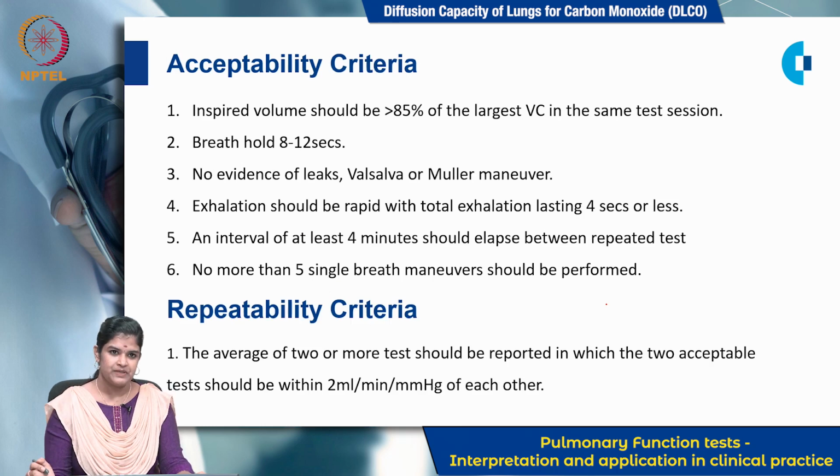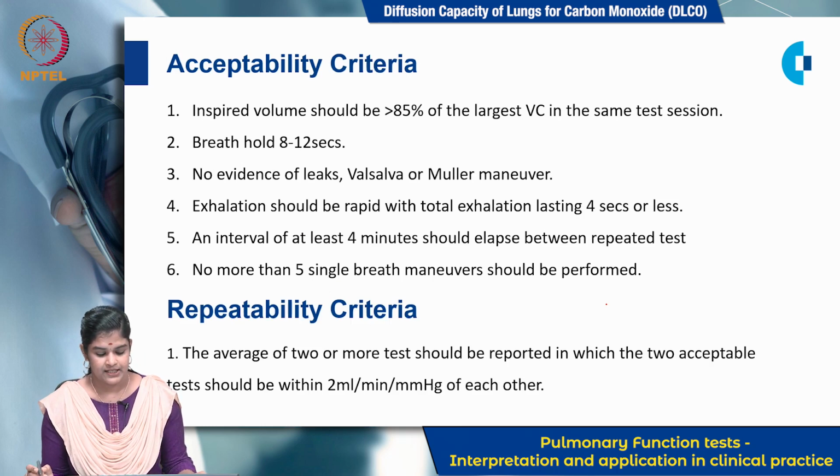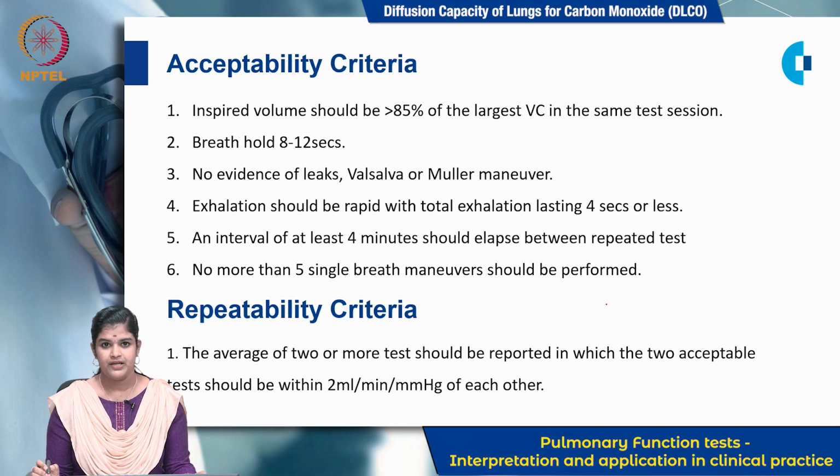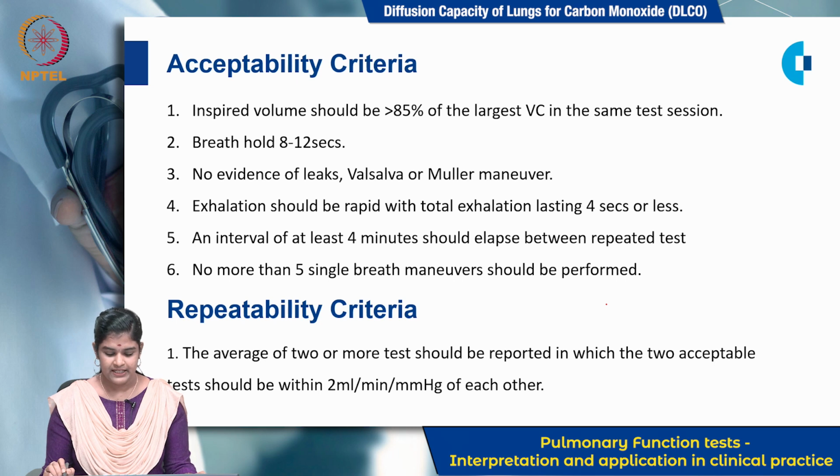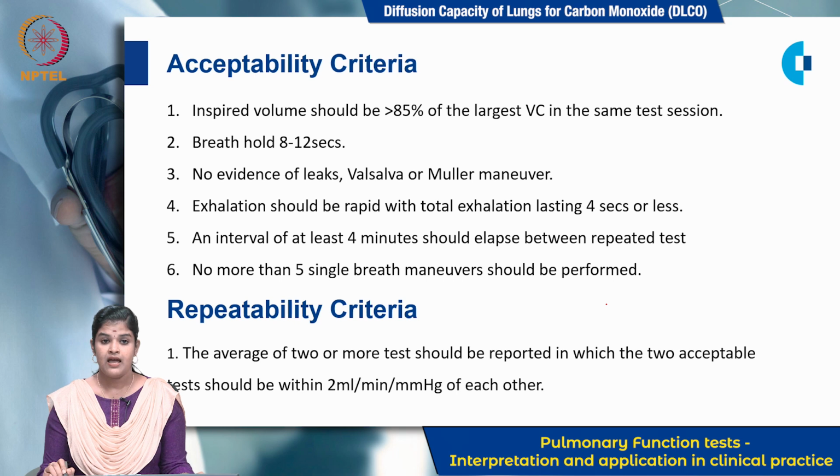What are the acceptability criteria and repeatability criteria? Inspired volume should be more than 85% of the largest seen in the same test session. Breath hold should be adequate, that is at least 8 to 12 seconds. There should not be any evidence of leak, Valsalva maneuver or Muller maneuver. Exhalation should be rapid with total exhalation lasting 4 seconds or less. An interval of at least 4 minutes should elapse between two repeated tests. Not more than 5 single breath maneuvers should be performed at a time for a patient.